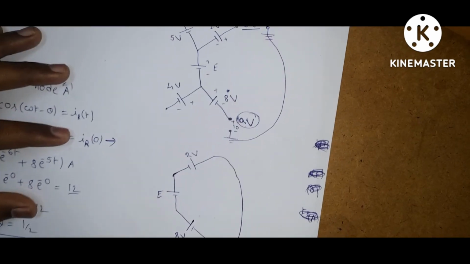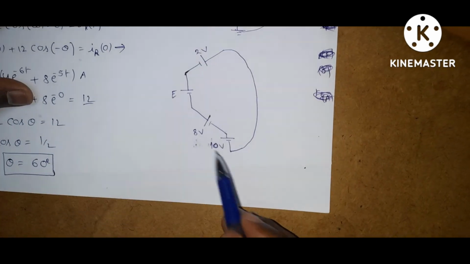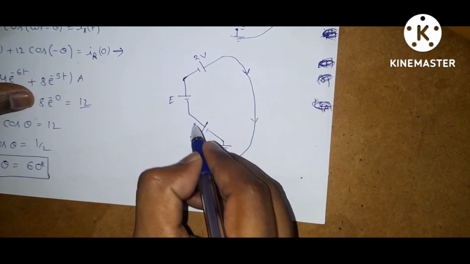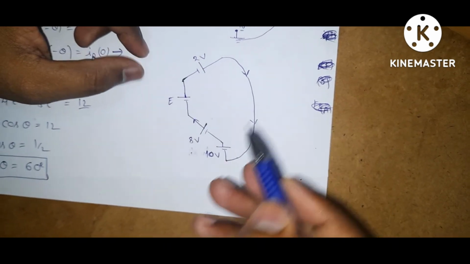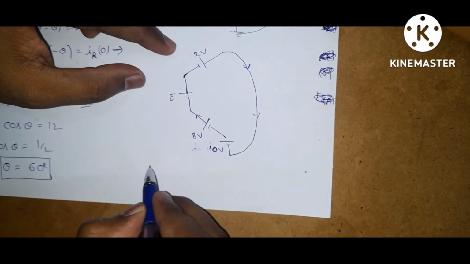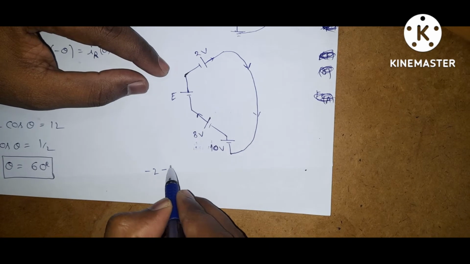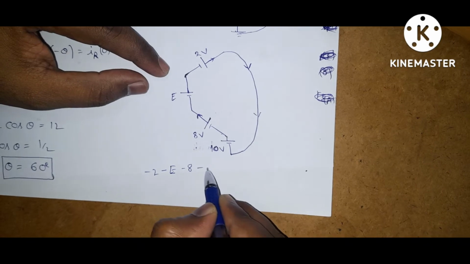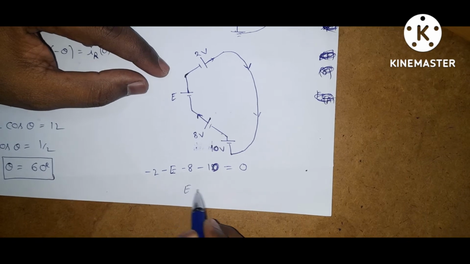So I draw half of the circuit, from here to here. So this is the closed loop. Now current is flowing like this. If current is leaving the positive terminal of the source, it is negative. So if you apply KVL, what do we get? Here it is leaving, so it is minus 2. Here also it is leaving, minus E. Here current is leaving, so minus 8. Here current is leaving, minus 10 is equal to 0. From this, E is equal to minus 20 volts.